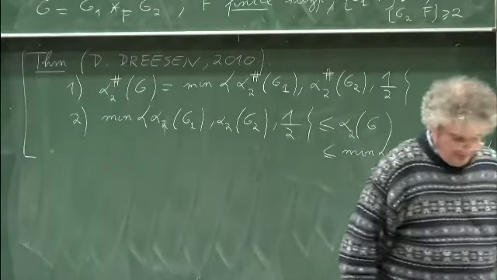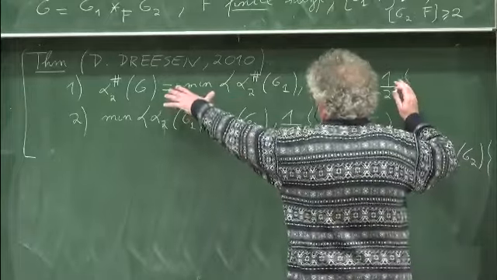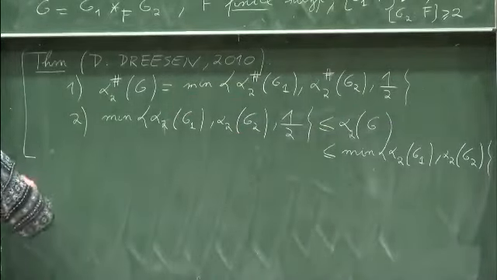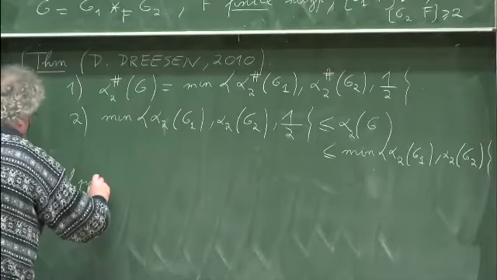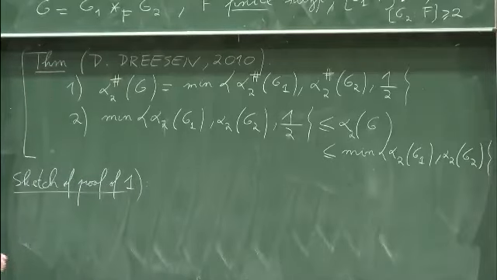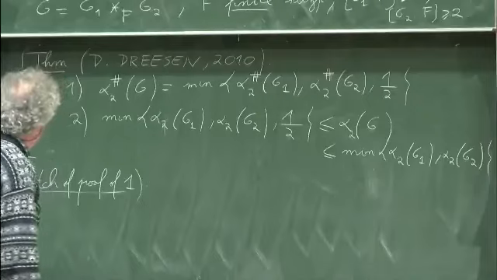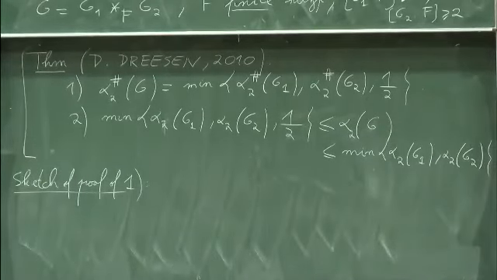And maybe let me give you an idea of the proof of, let's say, the first part. The reason why we are stuck to Hilbert spaces is that we work with so-called conditionally negative definite functions.